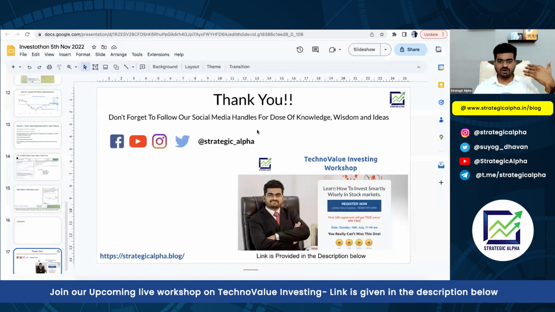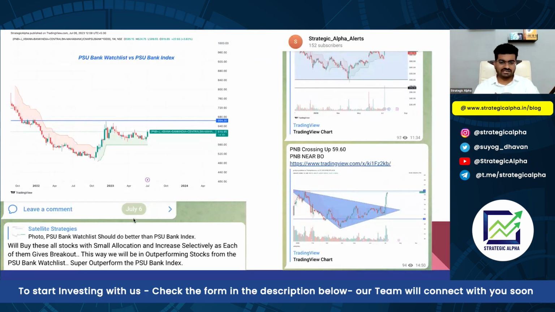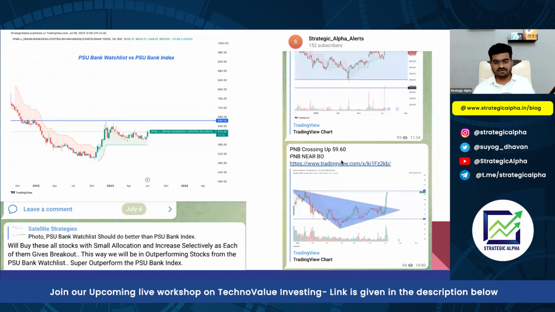My objective was to fall lesser than the market and rise higher than the market. In fact, I shared on Telegram that I will buy all these stocks with small allocation and increase selectively as each of them gives a breakout. This way, we will be outperforming the stocks from the PSU bank watch list and super outperform the stocks from the PSU bank index. And one stock which has come on my radar for averaging on the upside after my first buy is PNB Bank. So I bought it once again. I have increased the position. So I'm heavyweight on PNB among the PSU bank basket.